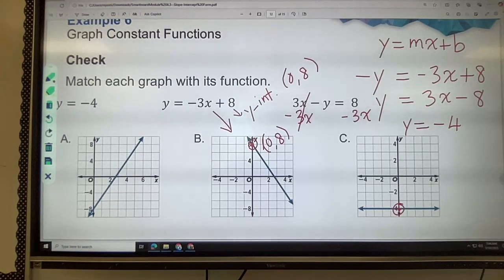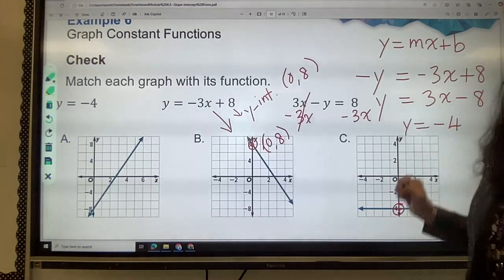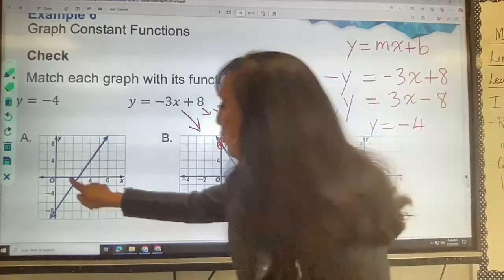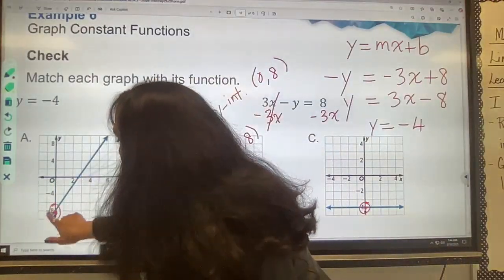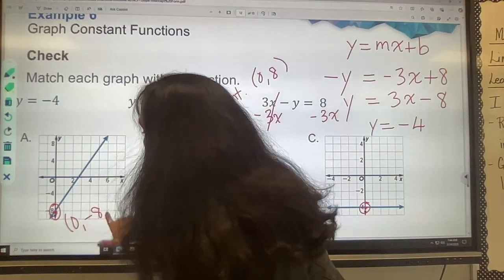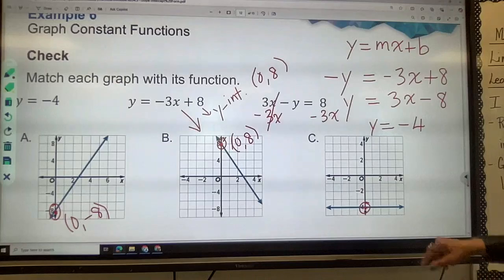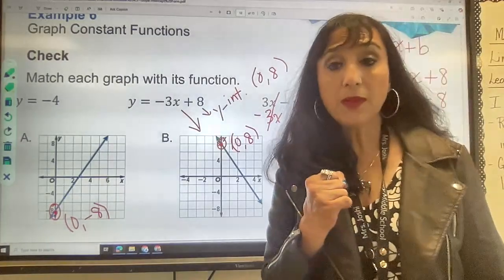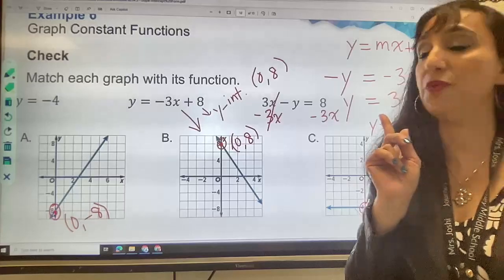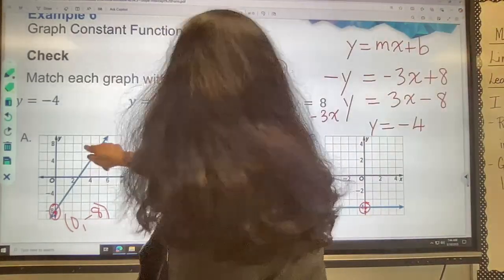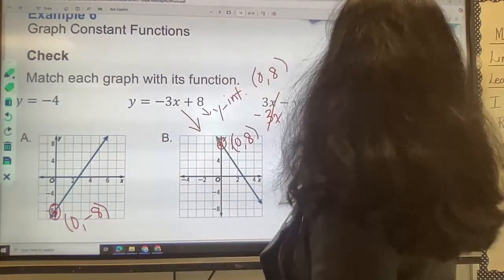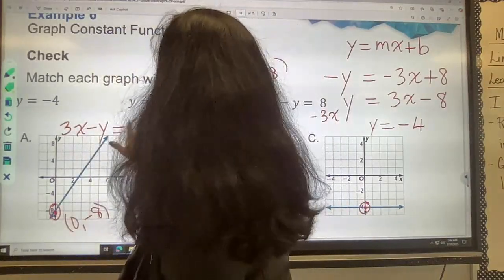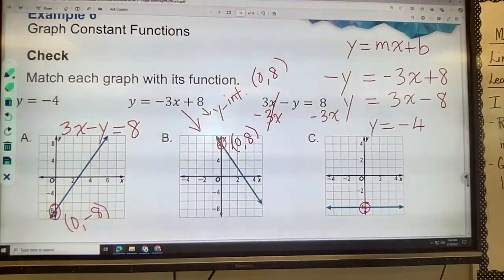So let's look at this. It's telling me that my y-intercept is at -8 based on what I just showed you. So where is -8? Here I have 0, -8 over here. Here is my y-intercept. And this graph is going up, because it's saying positive 3x. So that means rise of 3, run of 1. So graph A is the one which goes with 3x minus y is equal to 8.